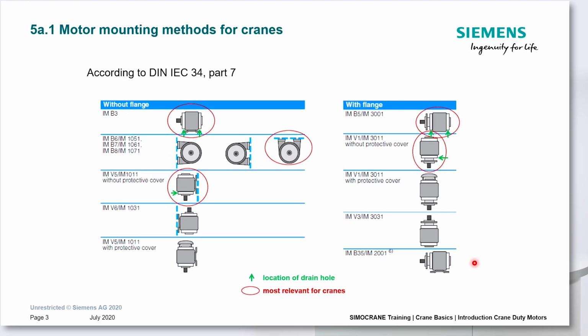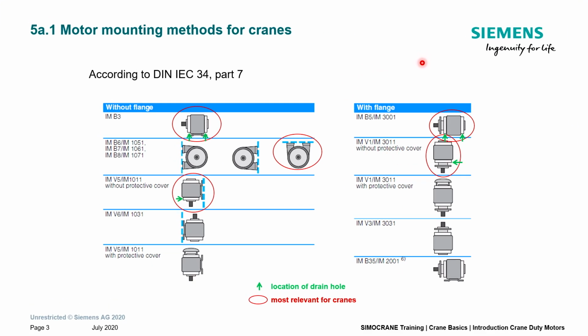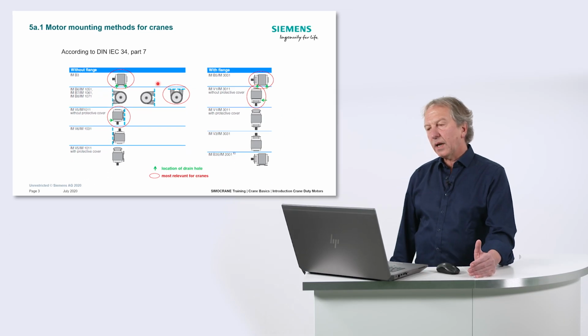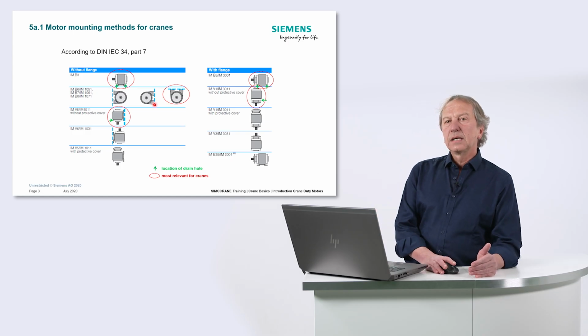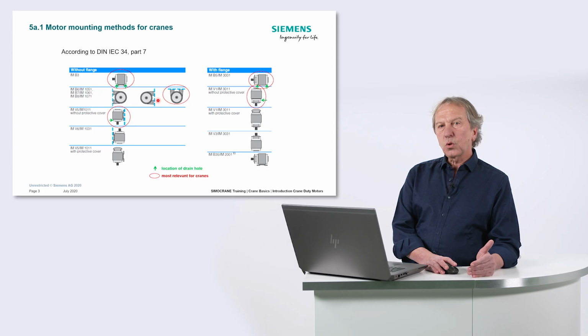There are different motor mounting methods for cranes, of course. It depends on the mechanical system the crane OEM uses for the different drive gears. Here on this slide, I have indicated the most relevant types of mounting for cranes. On the left side, you see so-called foot-mounted types without flange, and on the right side, you see mounting types with flange. The most important thing is that when you select the motor in the catalog and define the type of mounting, afterwards you really mount this motor the way you selected it. Why is this so important?